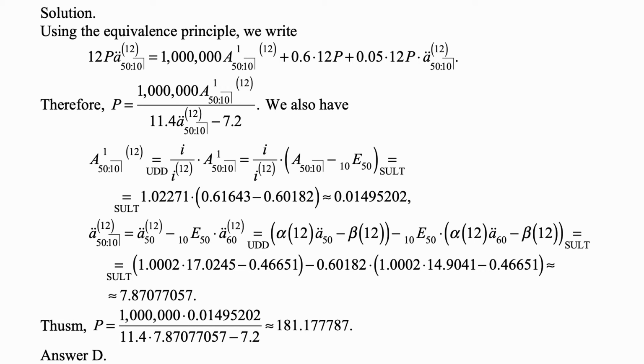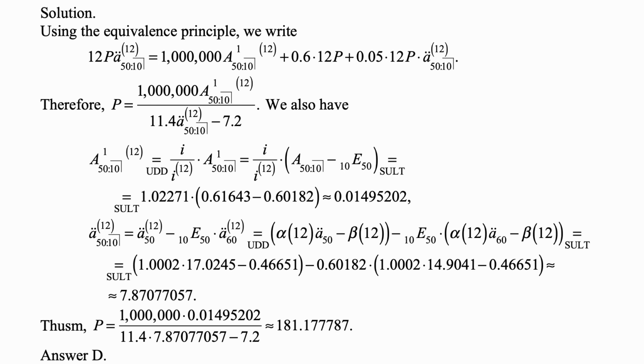0.01495202. And ä_{50:10}^{(12)} is equal to ä_{50}^{(12)} minus 10E50 times ä_{60}^{(12)}. And under uniform distribution of deaths, ä_{50}^{(12)} is equal to alpha of 12 times ä_{50} minus beta of 12. And the same way for ä_{60}. And then we can look up the values of alpha of 12, beta of 12, pure endowment, and the annuities in the standard ultimate life table.